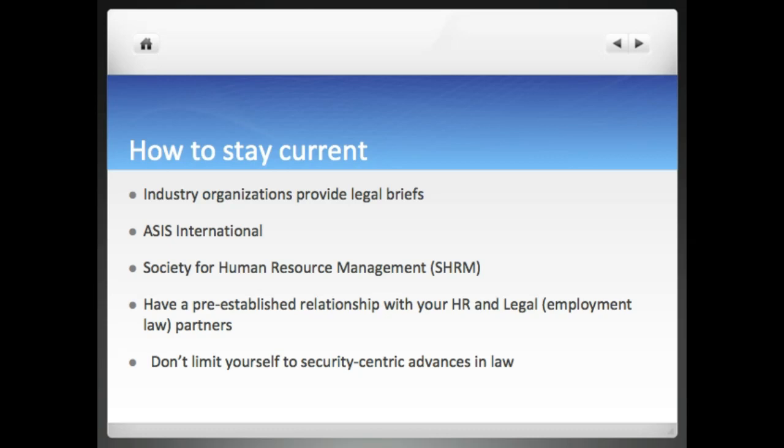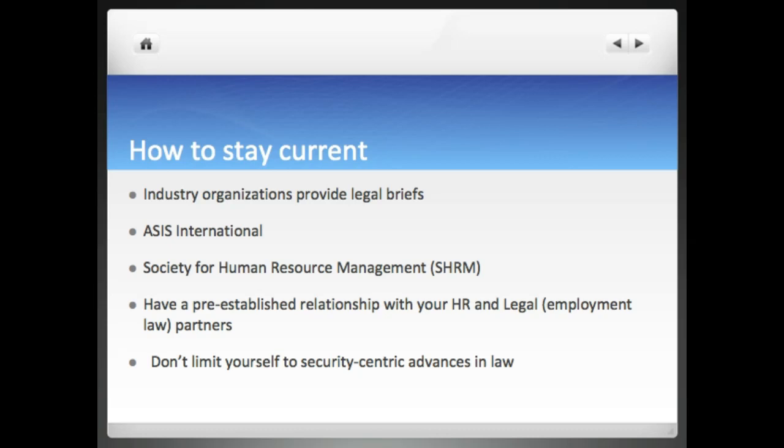as I have. Because their legal briefs, they do usually quarterly. They'll bring in a legal team to update you on employment law changes. And first off, they're extremely interesting. Second off, it really affects what you do as an investigator. But also have a pre-established relationship with your human resources and your employment law partner at your firm, because they will be able to help guide you.